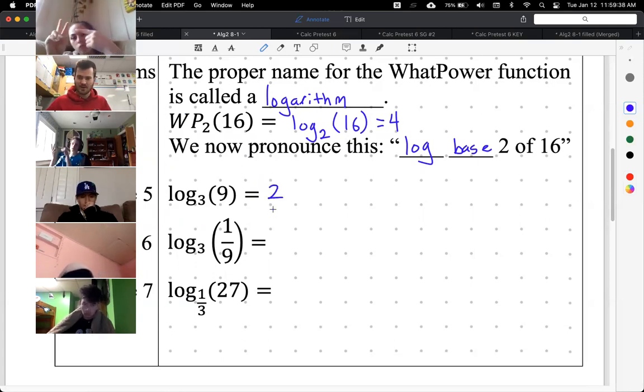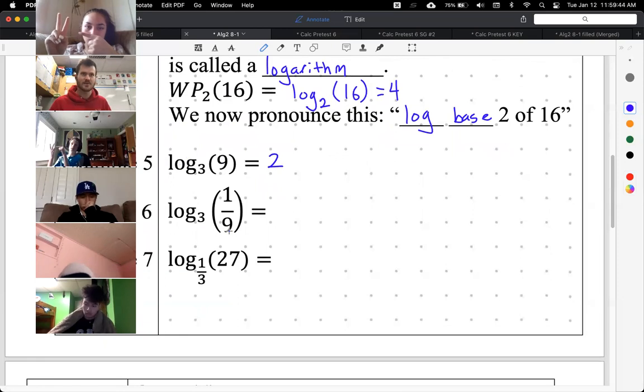You guys are already way above where Mr. Sindel was. I did not know how to do this when I was in high school. It took me until college to figure that out. Good job. You're smarter than Mr. Sindel.